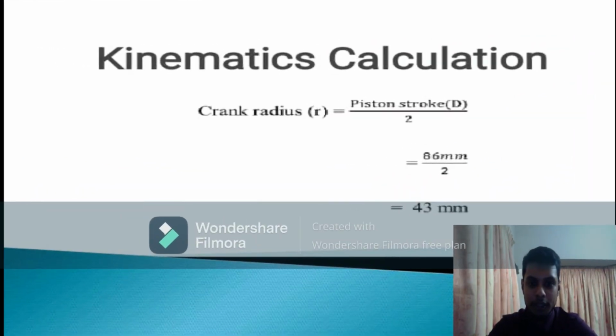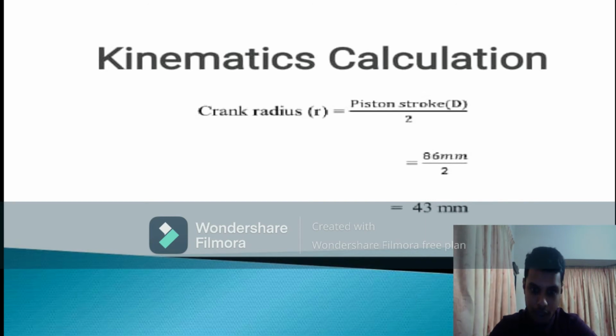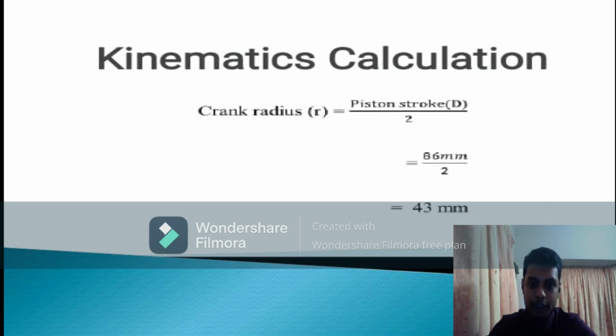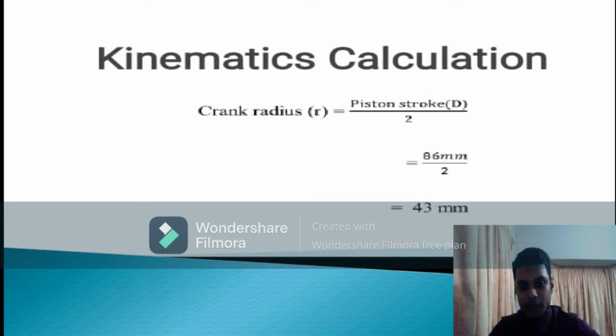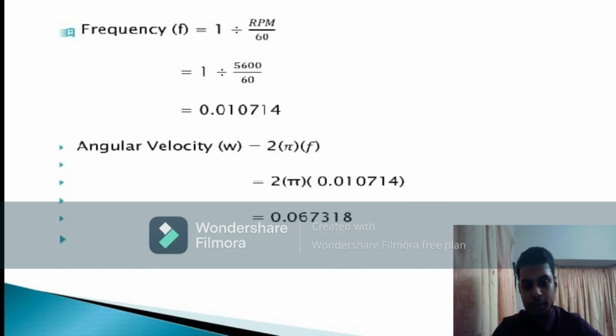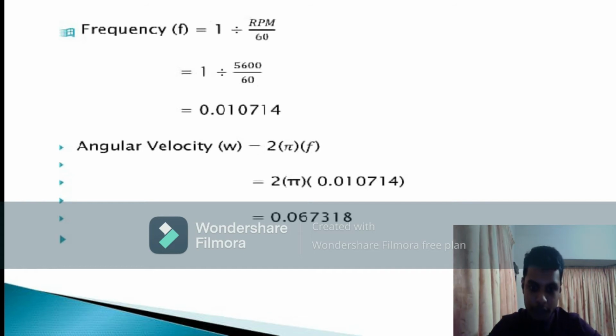To our lecturer, Dr. Devarajan. My name is Kavin and my matrix number is MH18052. Today I am going to present on the kinematics calculation. For the crank radius, the formula is piston stroke divided by 2, and the value that we obtain is 43 millimeters. For the frequency, the value that we obtain is 0.010714. As for the angular velocity, the value that we obtain is 0.067318 radian per second.